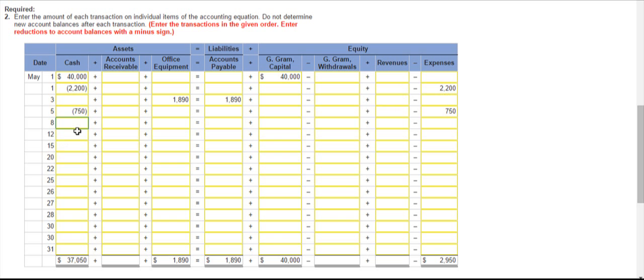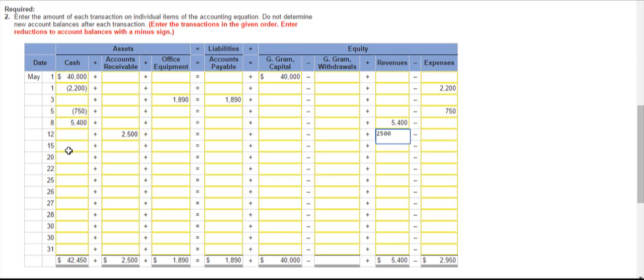On the 8th, the company provided consulting services for a client and immediately collected cash. So cash is going to increase by $5,400, and if I can follow across, revenues $5,400. On the 12th, the company provided $2,500 of consulting services for a client on credit. That's accounts receivable. They will receive the money later. And revenues. Remember the revenue recognition principle.